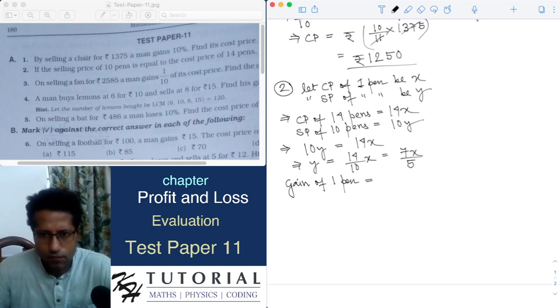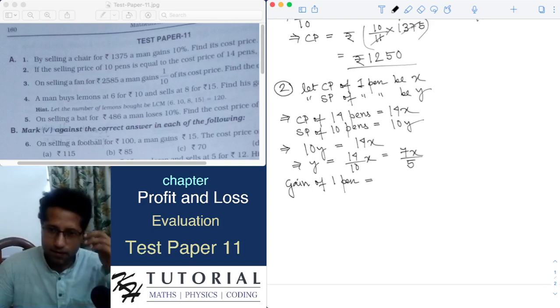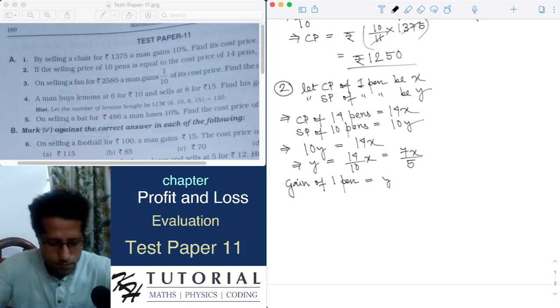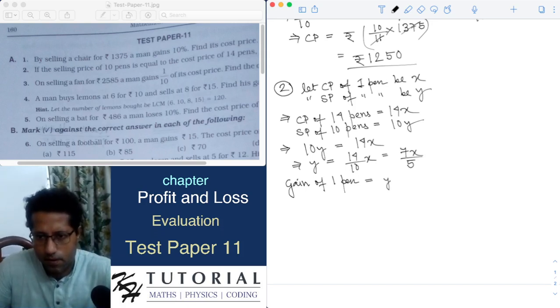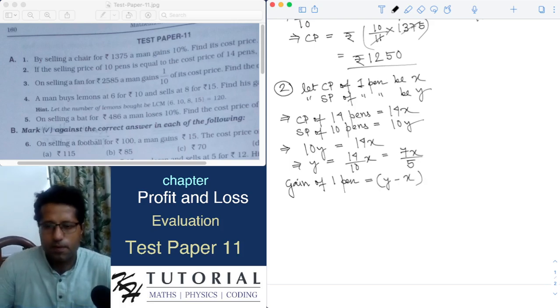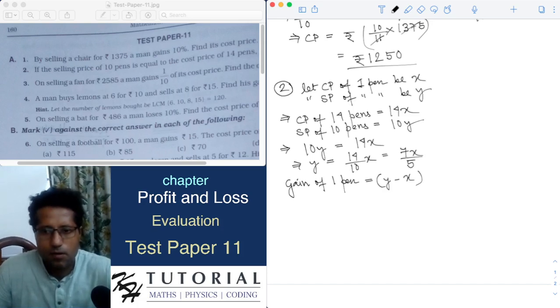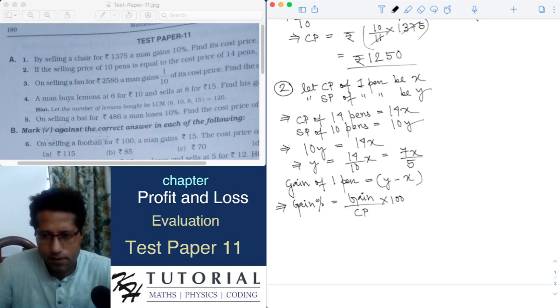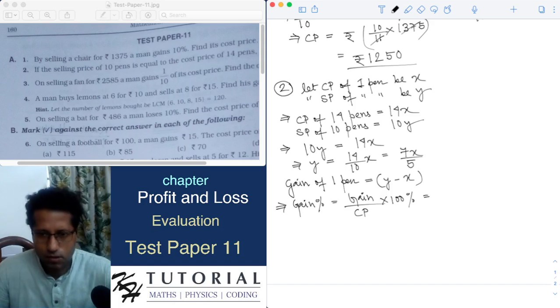the selling price of 1 pen minus the cost price of 1 pen, that is y minus x. We have assumed y to be the selling price of 1 pen and x to be the cost price of 1 pen. So the gain of 1 pen is y minus x. Okay. Now this is the gain. So gain percent is gain divided by cost price multiplied by 100. Gain and cost price are all based on 1 pen. So gain of 1 pen is y minus x, and the cost price of 1 pen is x, into 100%.